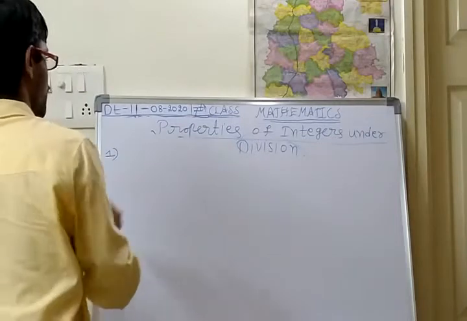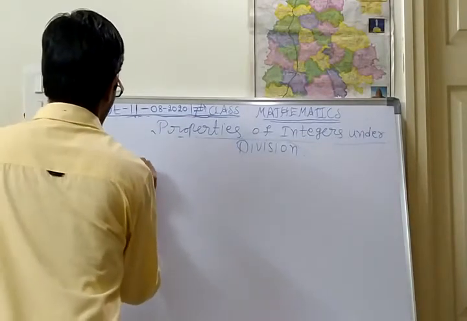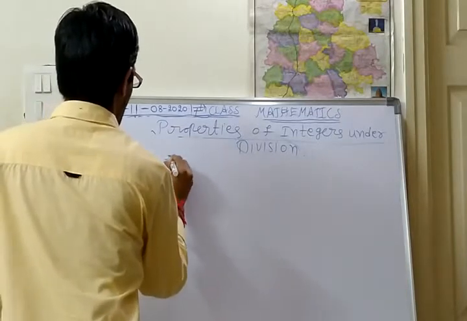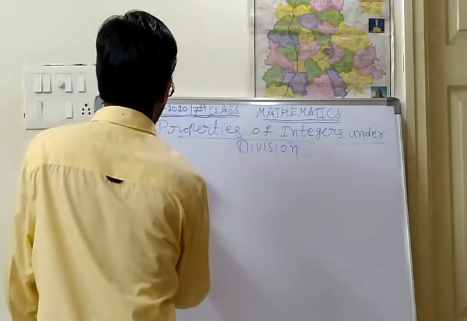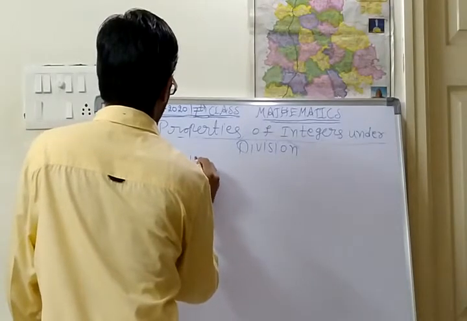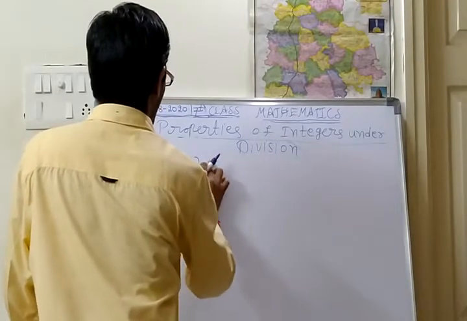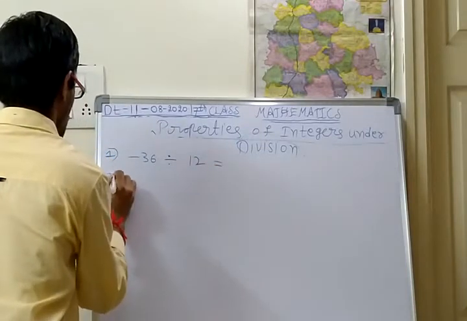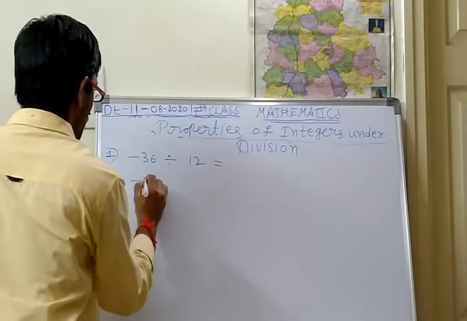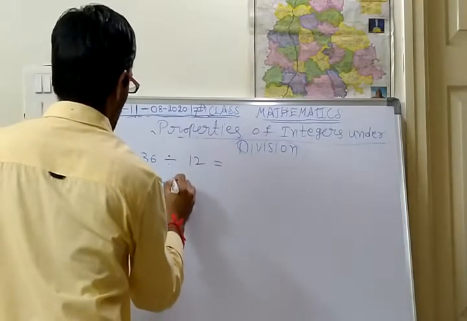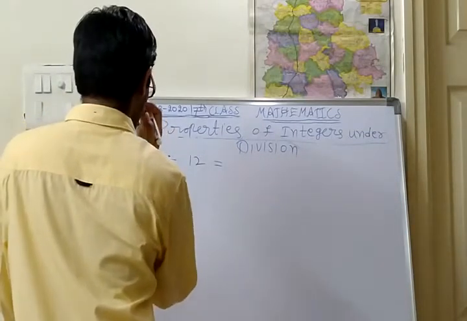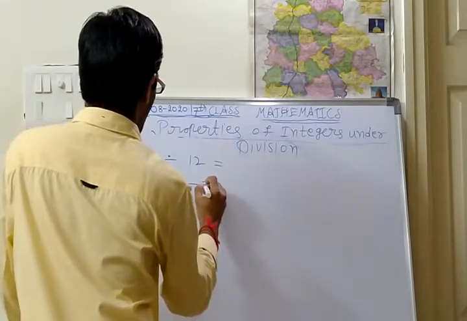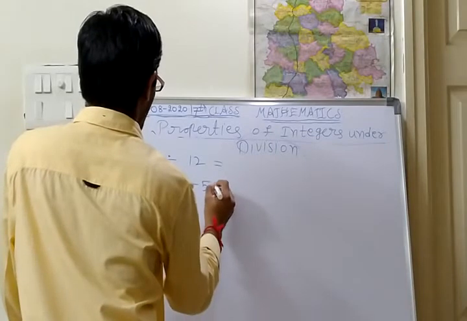First one, minus 36 divided by 12. Minus 36 divided by 12 is equal to. Second one, minus 27 divided by minus 53.